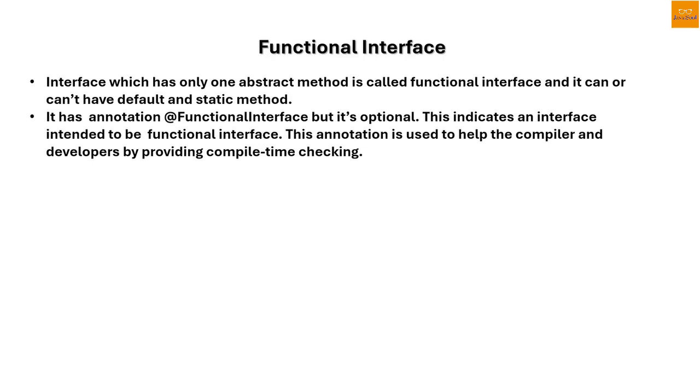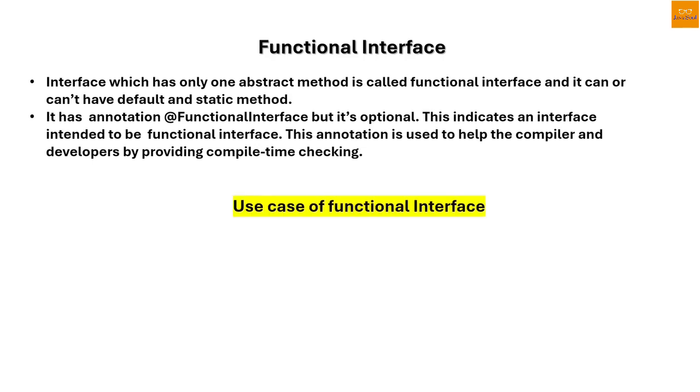As per the definition, the interface should have only one abstract method. If an interface has more than one abstract method, and we are using the @FunctionalInterface annotation, then it will give an error at compile time. But it's totally optional to have this annotation.